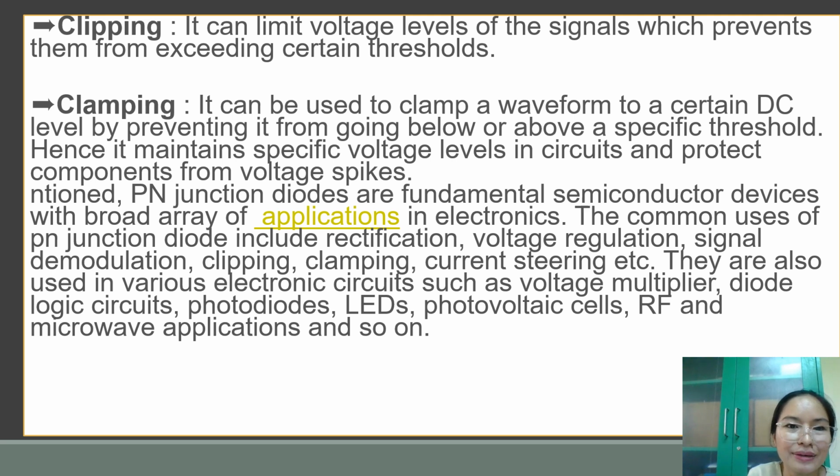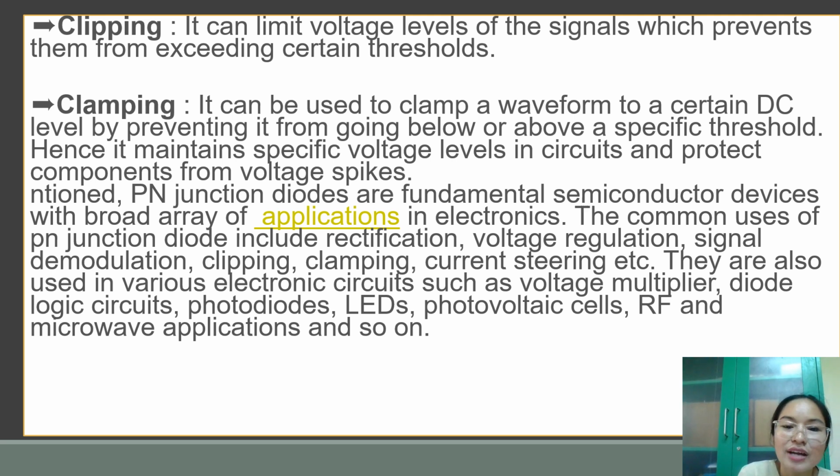Another is clipping. It can limit voltage levels of the signals, which prevents them from exceeding certain thresholds. Next is clamping. It can be used to clamp a waveform to a certain DC level by preventing it from going below or above a specific threshold. Hence, it maintains specific voltage levels in circuits and protects the components from voltage spikes.